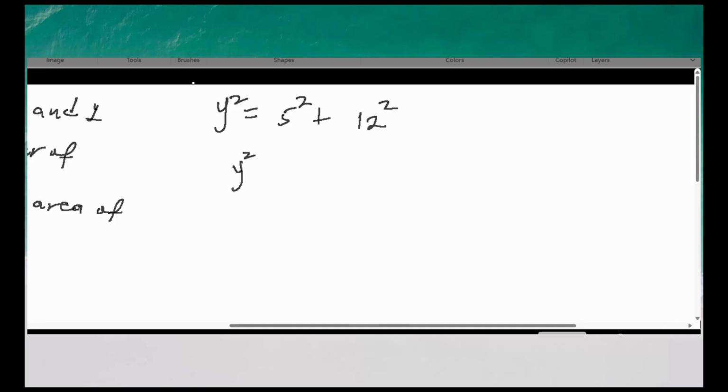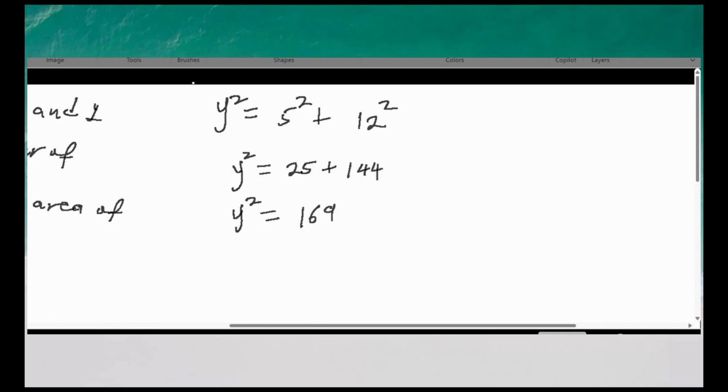So y squared will be equal to 5 squared, which is 5 times 5, and that's going to give us 25. And then 12 squared means 12 times 12, that is 144, right? Then our y squared will be equal to 25 plus 144. That's going to give us 4 plus 5, which is 9, and then 4 plus 2, which is 6, and we have 1. So 169.